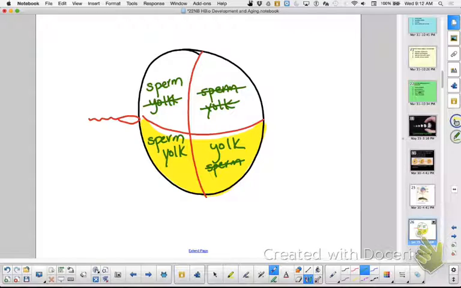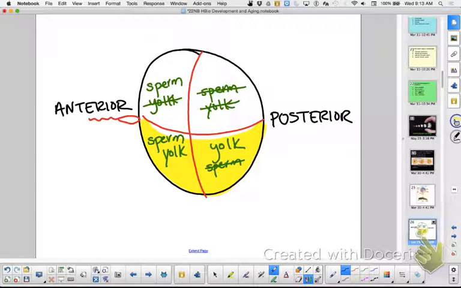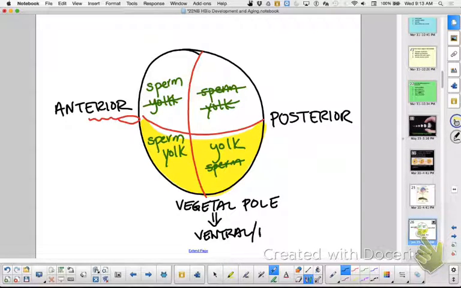All right, now the part where the sperm penetrates the egg, this is always going to be the anterior or head region. And the opposite side is always going to be the, not anterior, but it starts with a P. Anterior. Posterior. Okay, this right here is referred to as the vegetal pole. And what that's going to develop into is the ventral or front part of the animal.